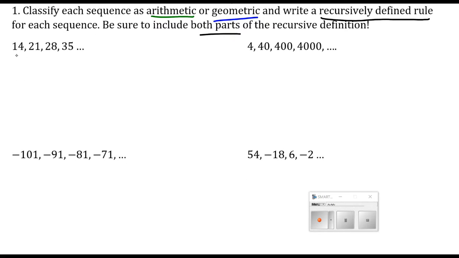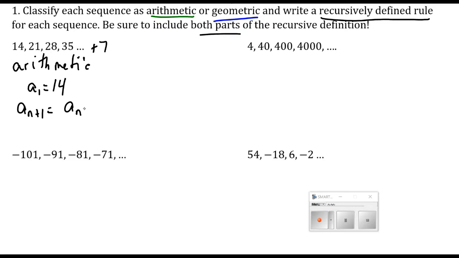So this first sequence, 14, 21, 28, 35. This has a pattern of +7, so clearly this is an arithmetic sequence with a common difference of 7. So when I write a recursive rule, there's 2 parts. The first term is 14, and to get to the next term, I go to the one before it and add 7. To get to the next term, where I am now is a sub n plus 7. These 2 parts together make up the recursive rule.